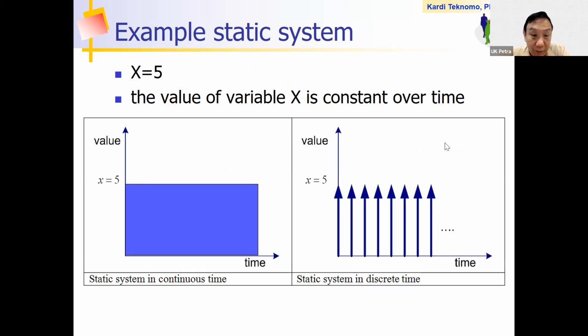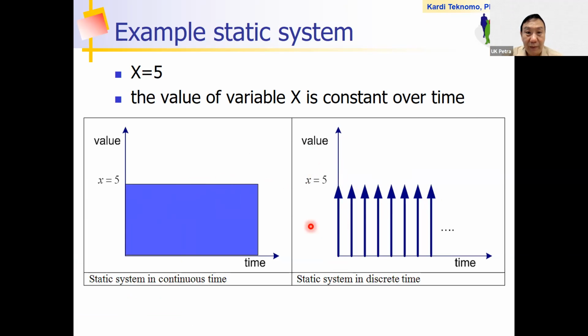Okay. So if I said x equal 5, hey, what is this? This is constant, right? X equal a constant, right? So if I put it into time, in continuous system, you will see the one in the left side. If I put it into discrete, of course the time is discrete, right? So that's why one by one. At time zero is 5, at time one is 5, at time two is 5, and so on.